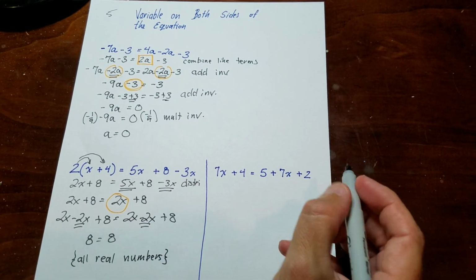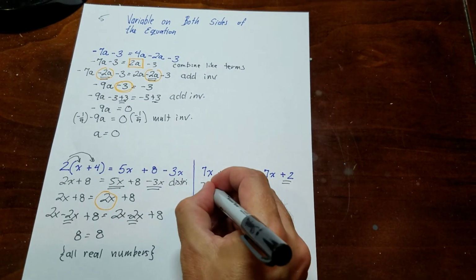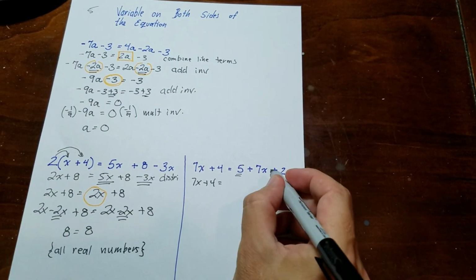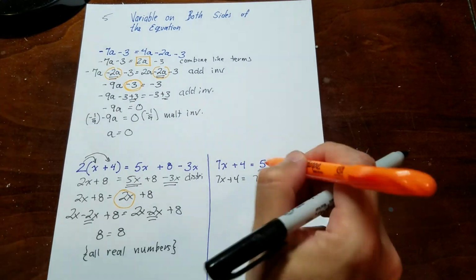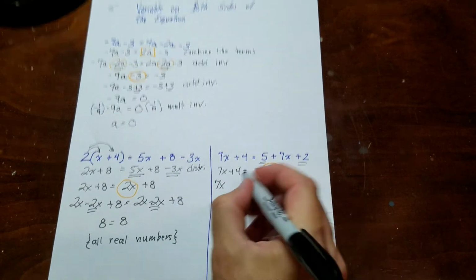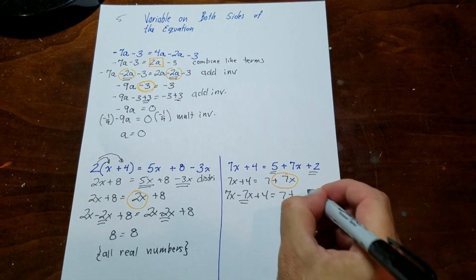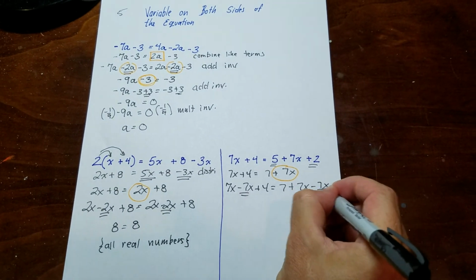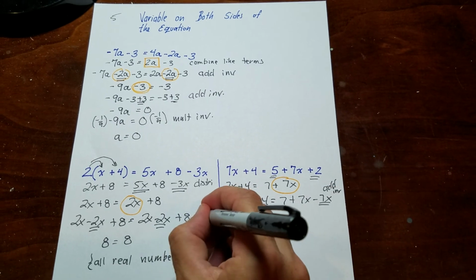The next one over here, I'm going to combine like terms. So I have this 5 and this 2. So I have 7x plus 4 is equal to 7 plus 7x. So I'm going to go ahead and get rid of my variable term. 7x minus 7x plus 4 is equal to 7 plus 7x minus 7x. So that's my additive inverse. I forgot to write that here.